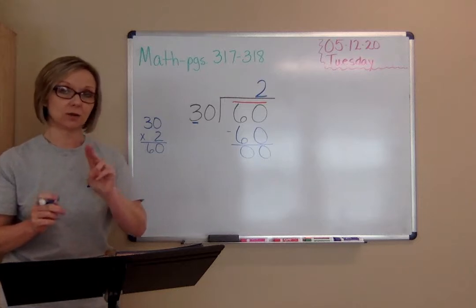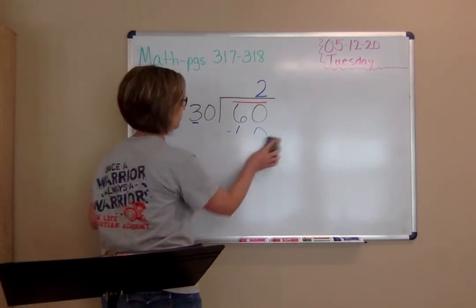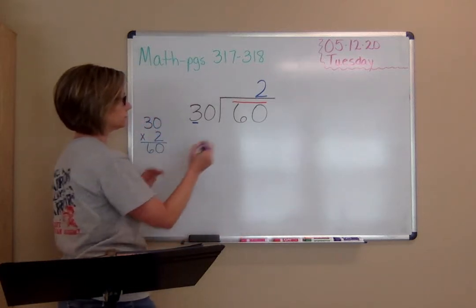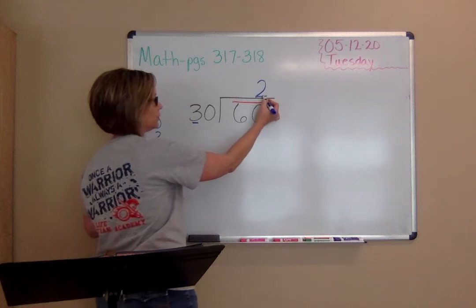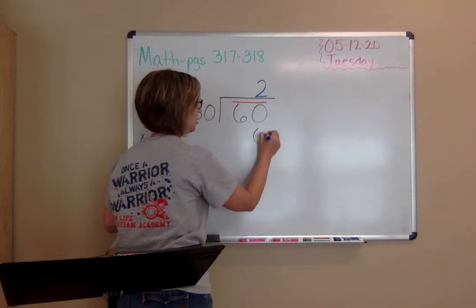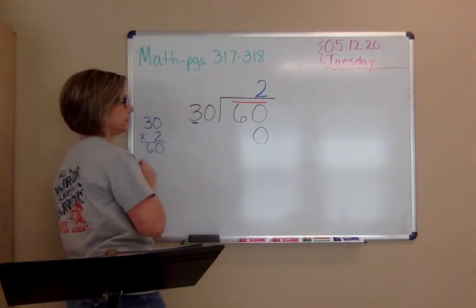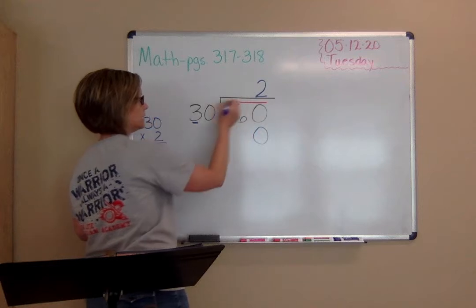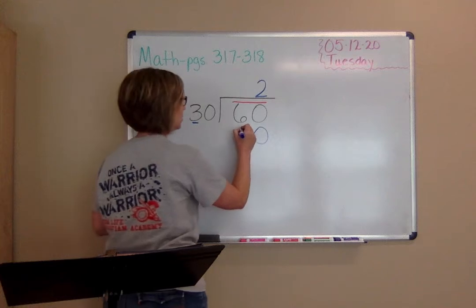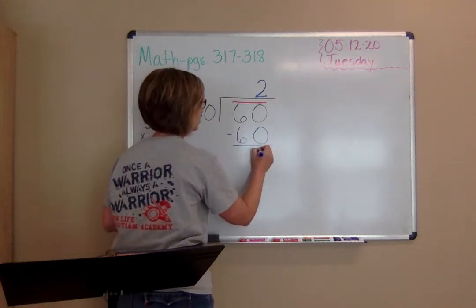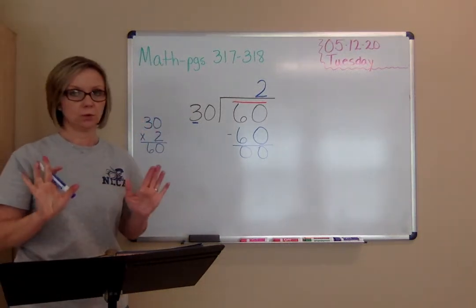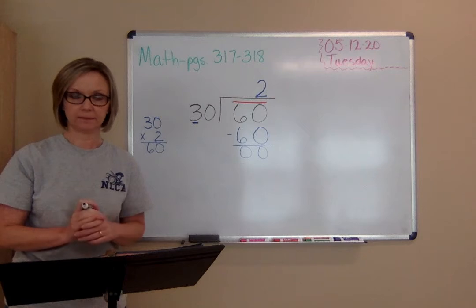Now let me show you the second way you could do this. Just stay with me for a second. Whichever way you like is fine. You could take 2 times 0 equals 0. Then you take 2 times the tens place, the 3. 2 times 3 equals 6. And you subtract, and you get the same answer. Whichever you like is fine with me.